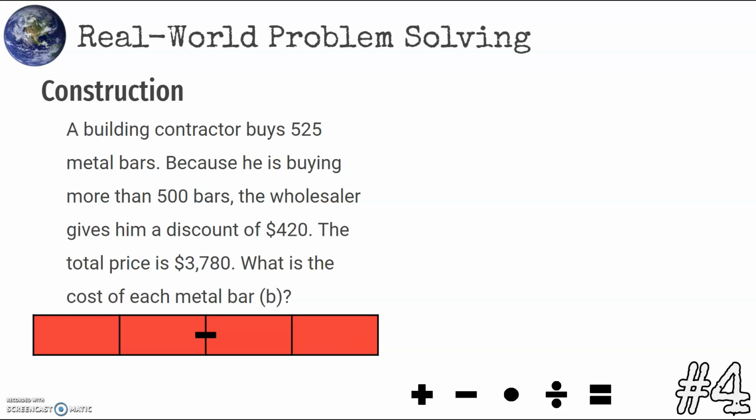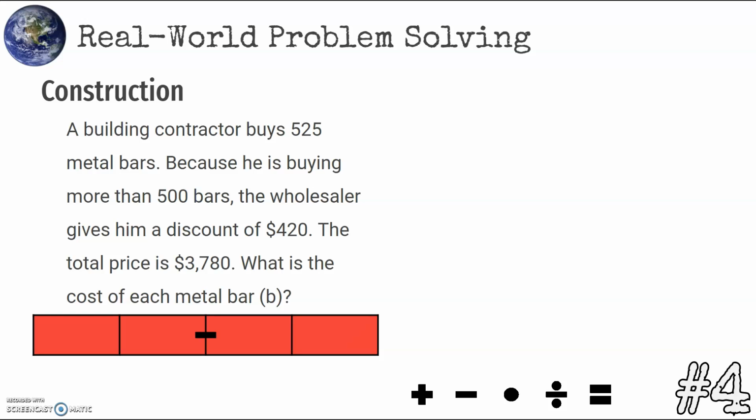So, a building contractor buys 525 metal bars. Because he is buying more than 500 bars, the wholesaler gives him a discount of $420. The total price is $3,780. What is the cost of each metal bar?